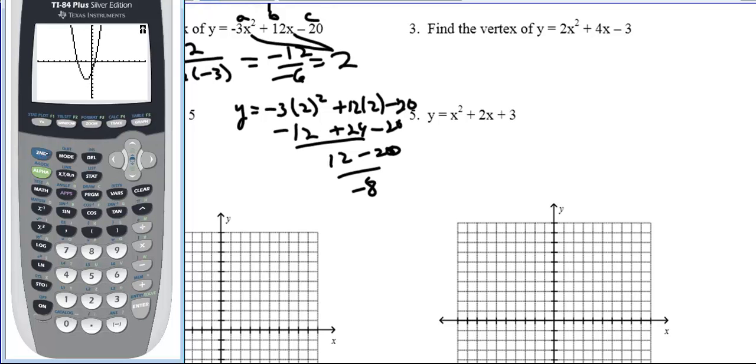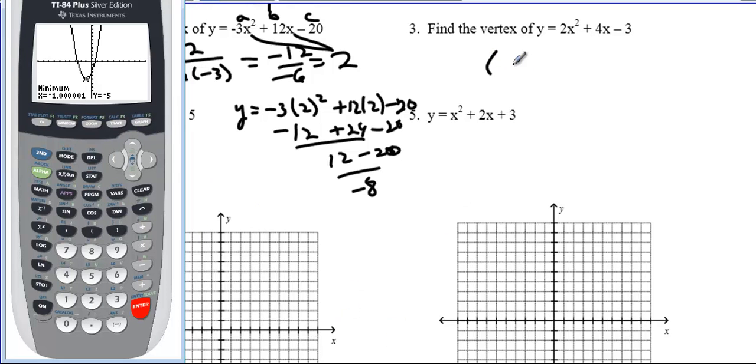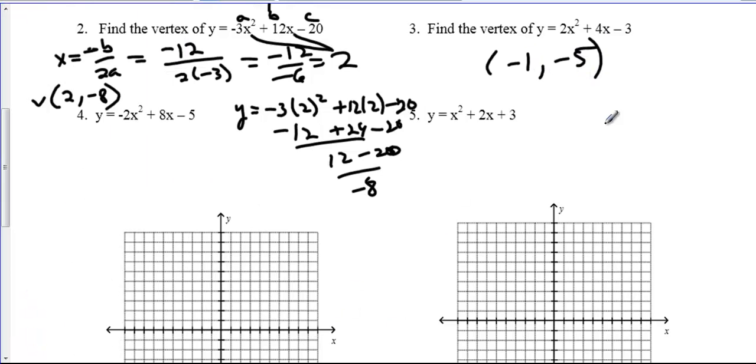So now I'm going to calculate that by hitting second trace. And I want to calculate a minimum value, so that's my third choice. And I have to set up a left and a right bound. The way I do that is I go to what is clearly the left of the vertex, and then I go to where I'm clearly to the right of the vertex. It's going to ask me to guess. We're not worried too much about that. I just go ahead and hit it, and I end up with my vertex being, oh, where'd it go? Oh, -1, -5. It's going to disappear when I go to right. Okay, so there's two ways of doing that same exact problem.